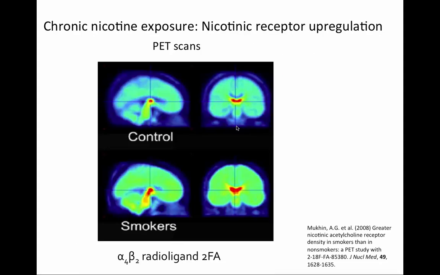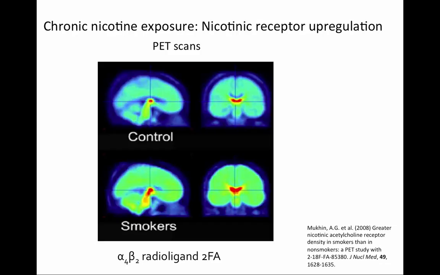In smokers, upregulation of nicotinic receptors is reflected by increased binding of nicotinic receptor ligands. This is a figure of PET scans of the binding of an alpha-4 beta-2 radiolabeled ligand called 2FA in smokers versus non-smokers. So the controls are the non-smokers and the smokers are below here. You can see that red and yellow colors show areas where more radioligand is bound, and the colors are warmer in the smokers' brains compared with the non-smokers' brains, reflecting an increase in receptor binding and receptor expression.